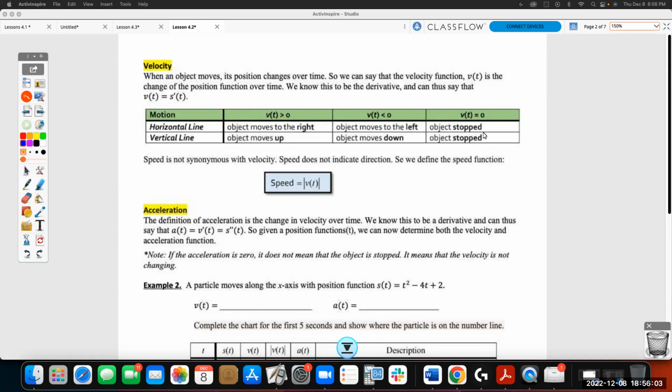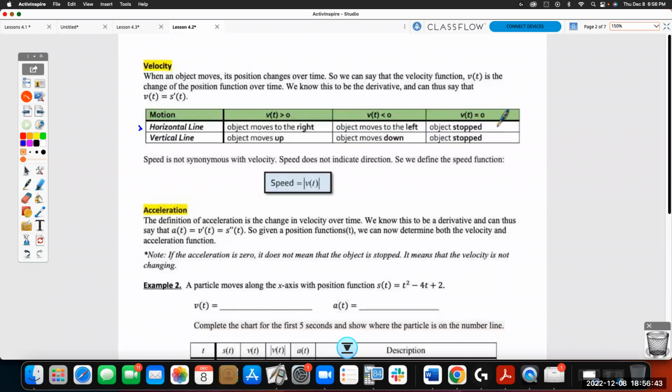Now, let's take a look at what the sign of the velocity tells us about the motion of the object. Let's say the object is moving along a horizontal line, along the x-axis. If the velocity is greater than 0, it means that the object is moving to the right. If the velocity is less than 0, if it's negative, then the object is moving towards the left. And if the velocity is equal to 0, it means that the object is at rest.